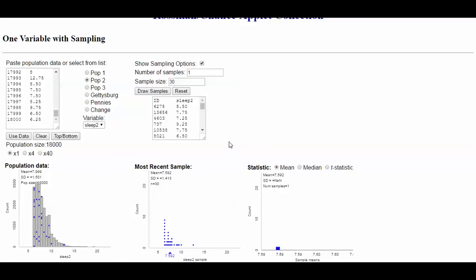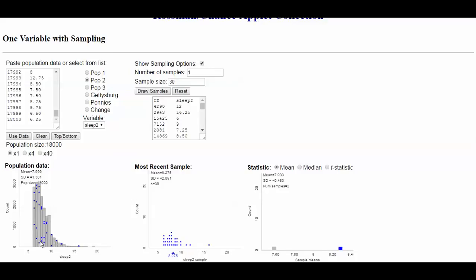If I click on Draw Samples again, it's going to take one new sample of 30 people and calculate the sample mean. So this time the sample mean came out to 8.275, and it plotted the mean of the second sample right here.